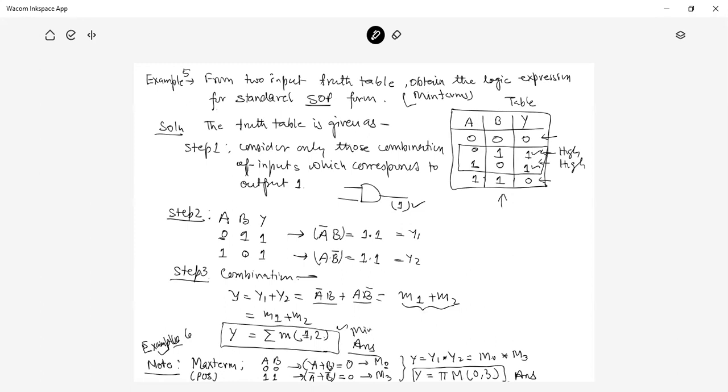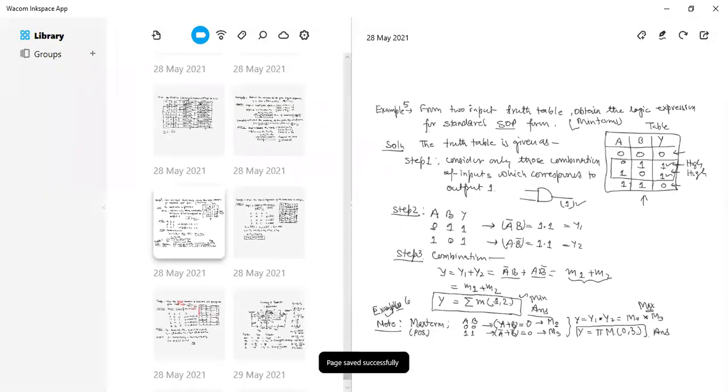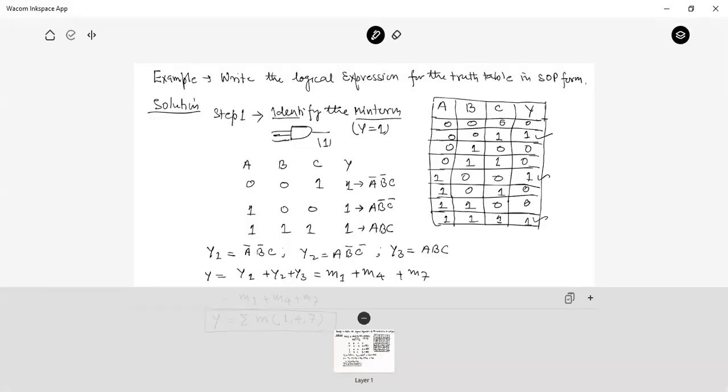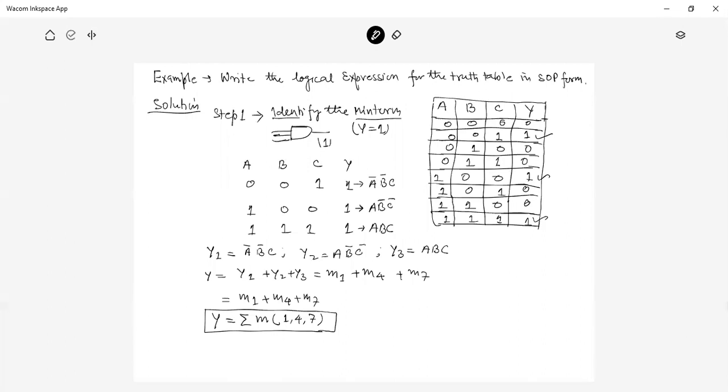So you see 1, 2 for min terms. This is the min term, and here it is the max term. So for the given table, we can calculate both min term as well as max term. And this one is a very interesting result, because the min term is the complement of the max term.